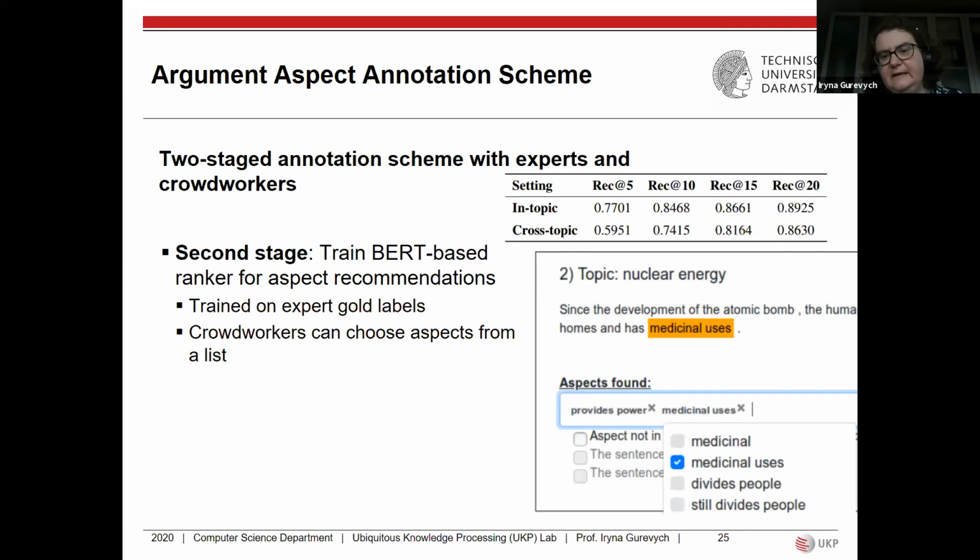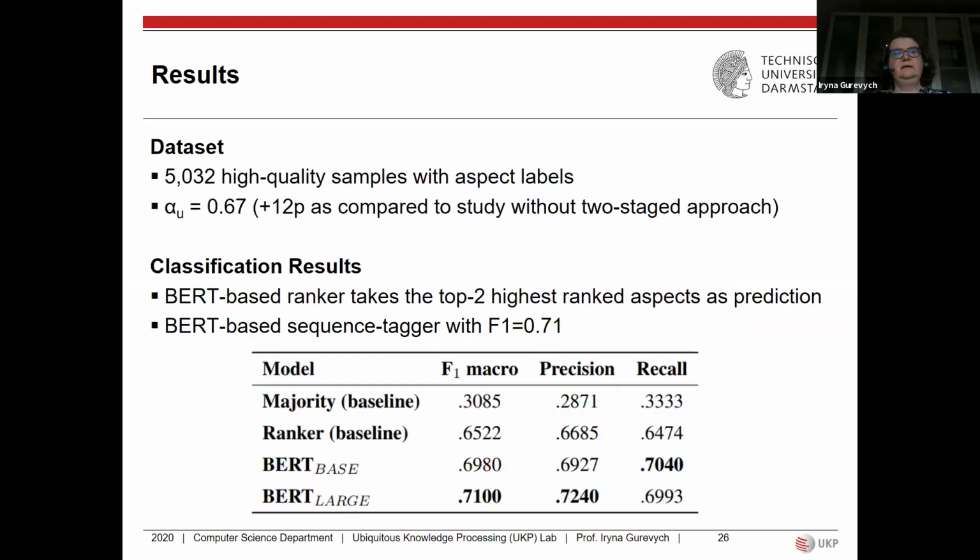Instead of performing a span labeling task, they select the relevant aspects from a list which the system presents to them. And if the aspect cannot be found in the list, we also allow them to label freely a new aspect. So the resulting data set has much higher agreement. We have Krippendorff's alpha of 0.67. This is 12 percentage points more as compared to the study without a two-stage approach. And this way we can collect a data set of about 5,000 training instances with argument aspect labels.